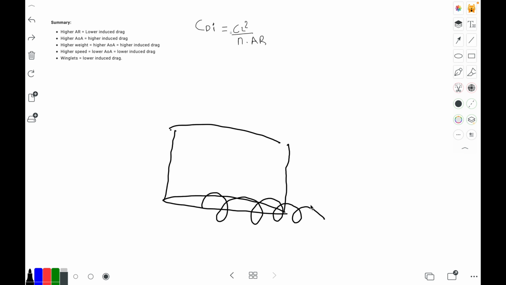The energy that gives the wingtip vortices the energy to rotate is taken from our aircraft, and this is why it's called induced drag. Also, that part right here, behind the trailing edge, you have the downward component which is called downwash.